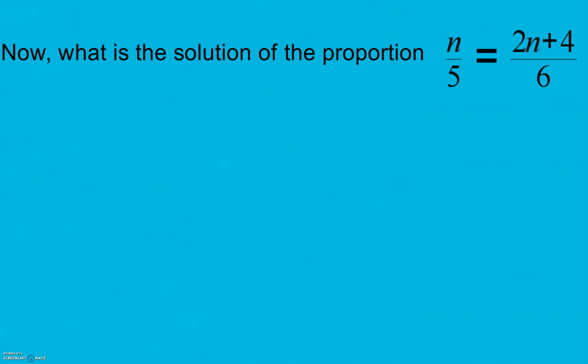Feel free to pause here and give this a try if you'd like. Again, we have a proportion here, which is 2 fractions set equal to each other. So in order to solve it, we're going to use cross products. I'm going to take numerator of one times denominator of the other and set it equal to denominator of my first times numerator of my other. Keep in mind, however, that this fraction bar is a grouping symbol. So it's like this 2n plus 4 was in parentheses. We take 5 times that entire thing.